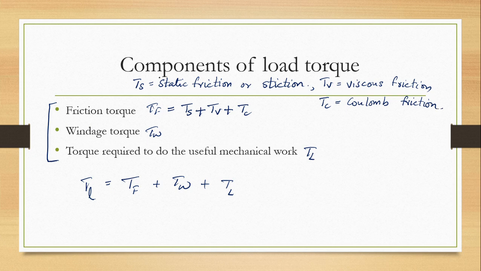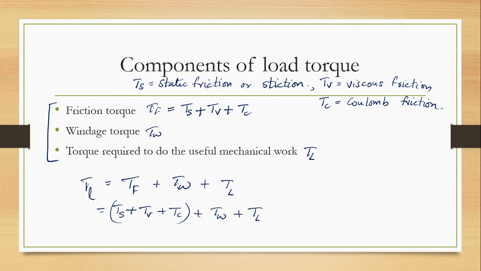So you have the components of load torque, that is TL is equal to frictional torque, windage torque, and the torque required to do useful mechanical work. And the friction torque is further divided into static friction or stiction. Then you have the viscous friction. Then you have the Coulomb friction. And then you have the windage torque and the torque required to do the useful mechanical work.